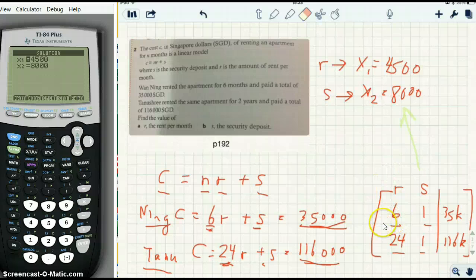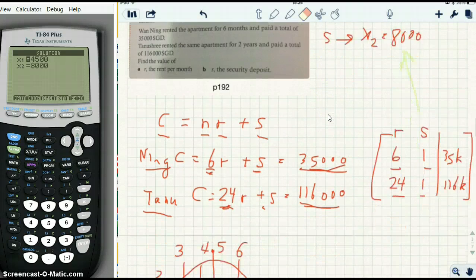Well, since I gave 6, the R coefficient first, and since I gave 24, the R coefficient first, that means the first variable is R and the second variable is S. So if the first variable is R, that's x1, the answer is 4,500. The second variable is S, the answer is 8,000. So I already have my answers for R and S, and that is the end of that problem.